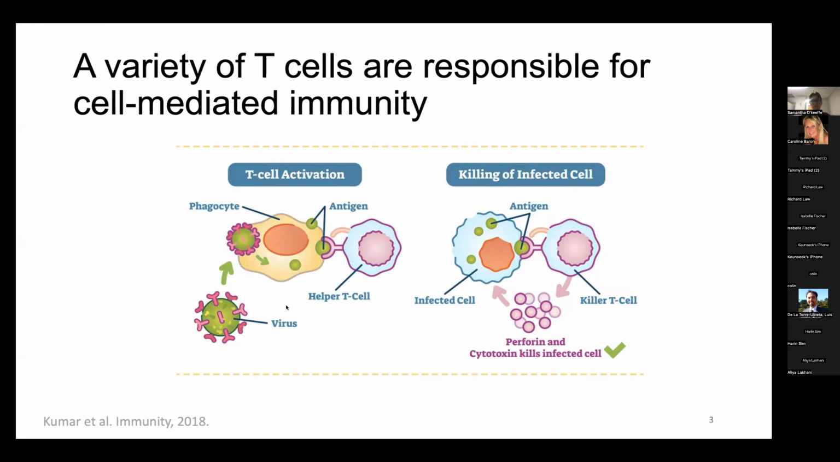There are helper T cells, which recognize infected cells and organize an immune response. Then there are killer T cells, which recognize an antigen and release cytotoxins to kill the infected cells. And then there are also regulatory T cells, which modulate the immune system.